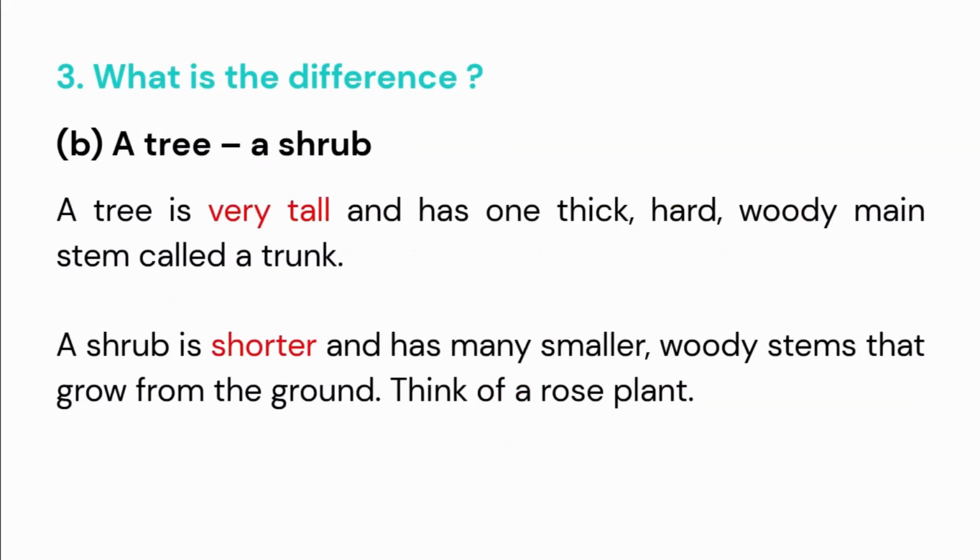Okay, next question. Difference between tree and shrub. A tree is very tall and has one thick, hard, woody main stem called a trunk. On the other hand, a shrub is shorter and has many smaller woody stems that grow from the ground. For example, a rose plant is shorter. It is not a tree. It is called a shrub.